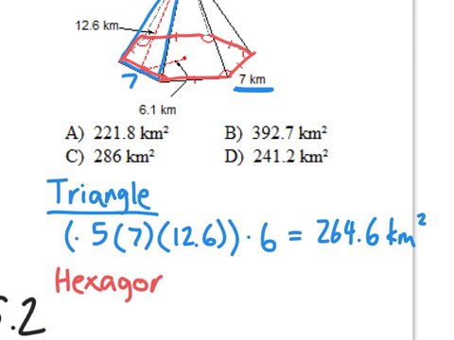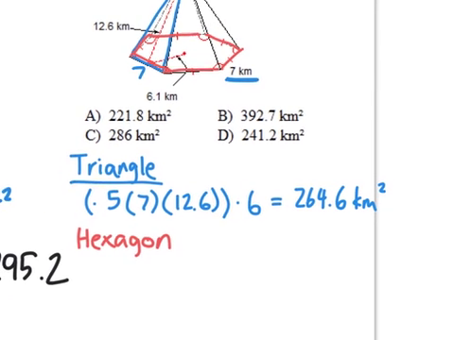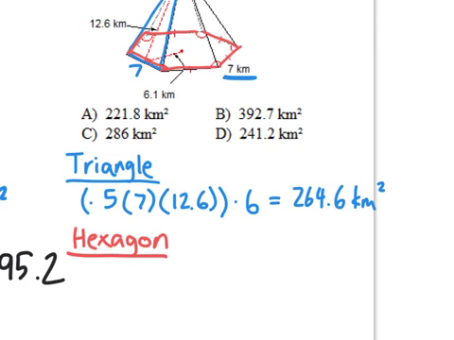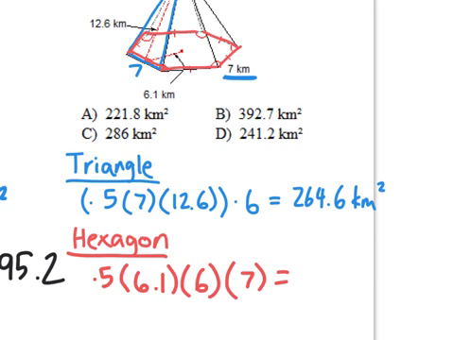And now we want to figure out the area of the hexagon, since that is the base of our pyramid. And there's only one hexagon, so we only have to do it once. Formula is 0.5 times the apothem, which is 6.1, times the number of sides, there are 6 sides, times the side length, which is 7. So we get 0.5 times 6.1 times 6 times 7 equals 128.1.